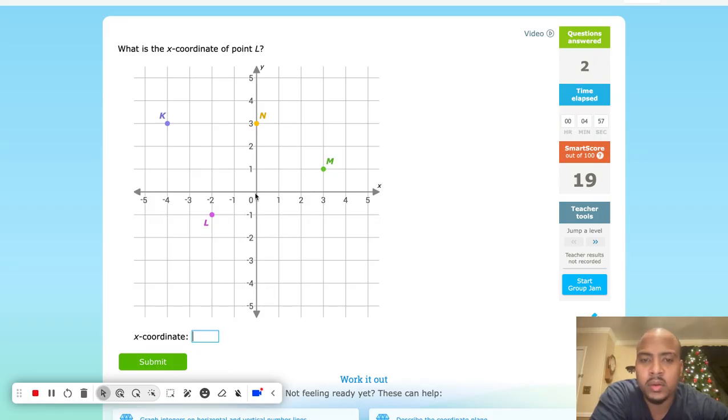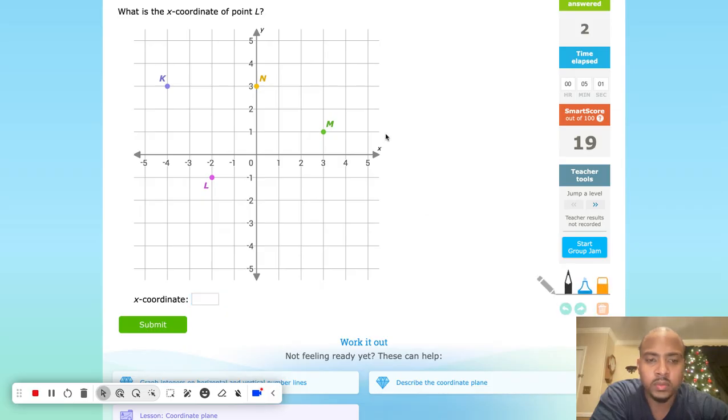Okay, so I start here, right? We know we have an x and we know we have a y, right? So the x coordinate is the horizontal movement. So I'm looking for L, right? So where's L? Located right here. So this one, I'm moving to the left and I'm moving down, right? So I should already be thinking, well, both of these numbers are going to have to be negative because I get negative numbers going left and I get negative numbers going down.